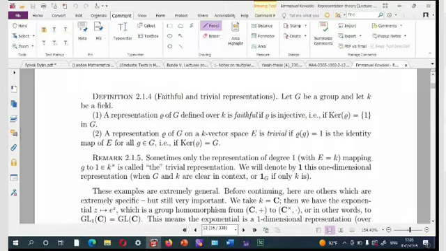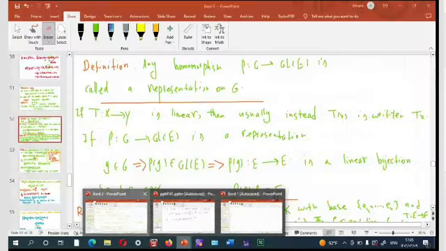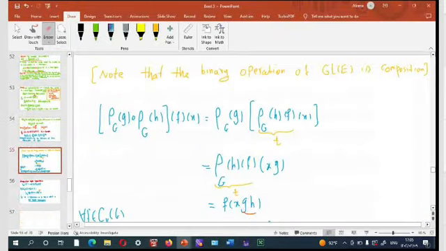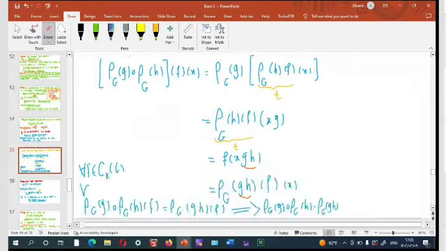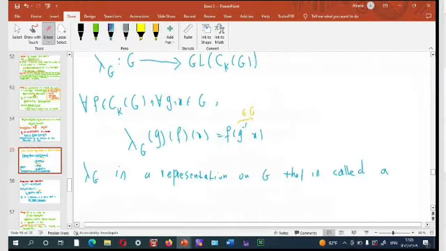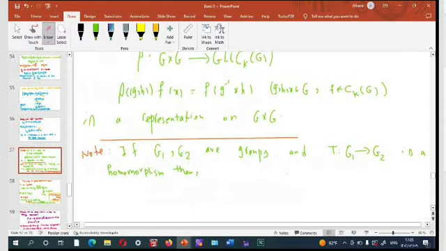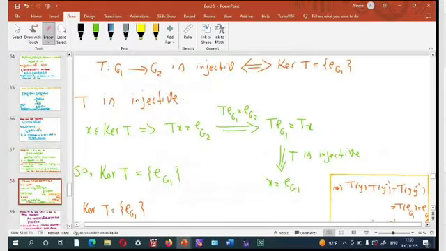In these slides we see all of these examples, okay?